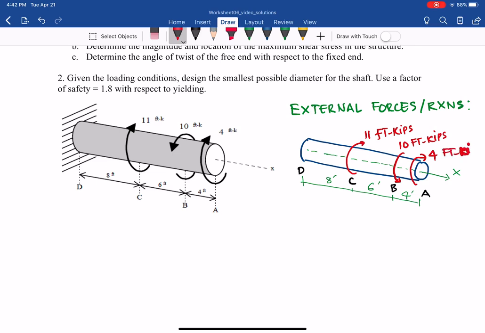So this is 4 foot-kips. And from that we have a reaction at D, which we call TD.